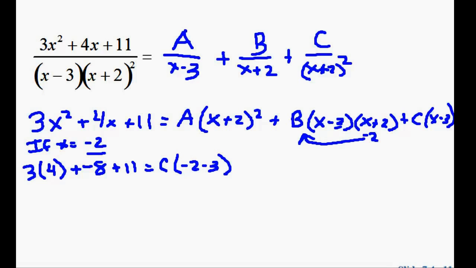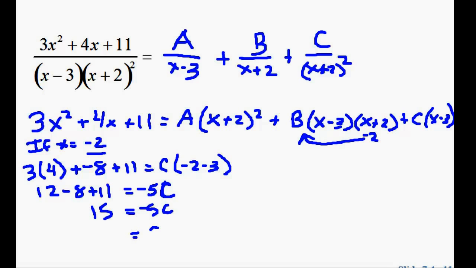So we get 12 plus negative 8 plus 11 equals negative 5c. On the left-hand side, we get 15 equals negative 5c. Dividing through by negative 5, we get c equals negative 3. Now we solved for c by choosing our x to be negative 2.